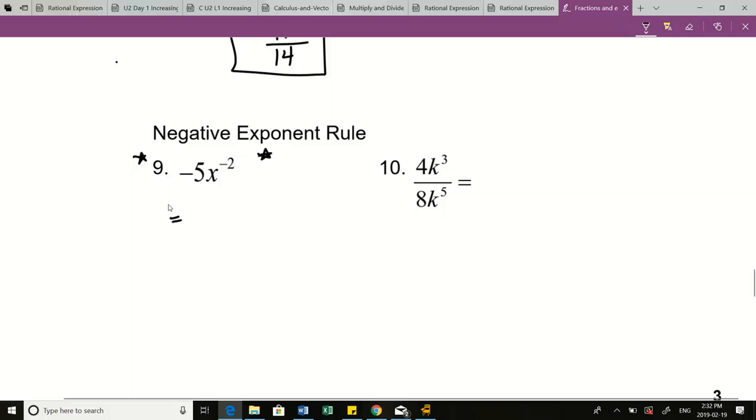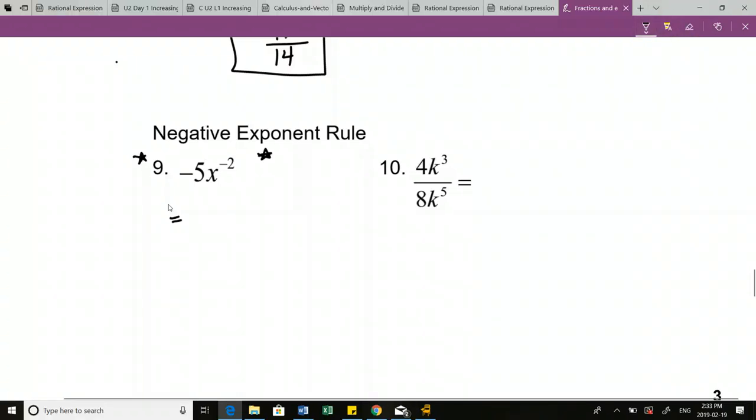So does this negative 2 apply to the x or the negative 5 and the x? No. It just applies to the x. So what I want to do, this 5 has an exponent 1. Okay? There's a very big difference between negative 5 times x in brackets to the exponent negative 2 and what we have, right? An exponent only applies to what's directly in front of it. So this negative 5 actually has an imaginary exponent of 1 on it.